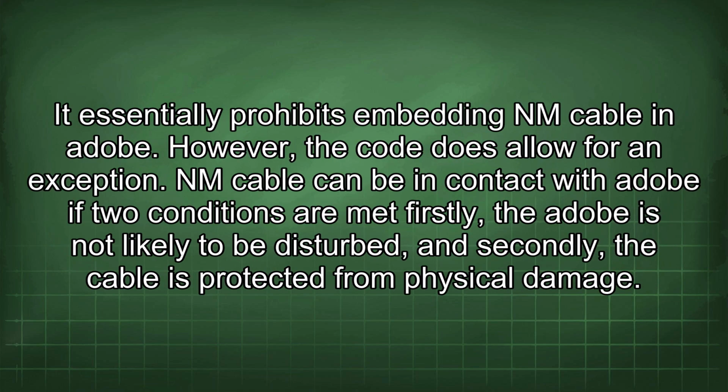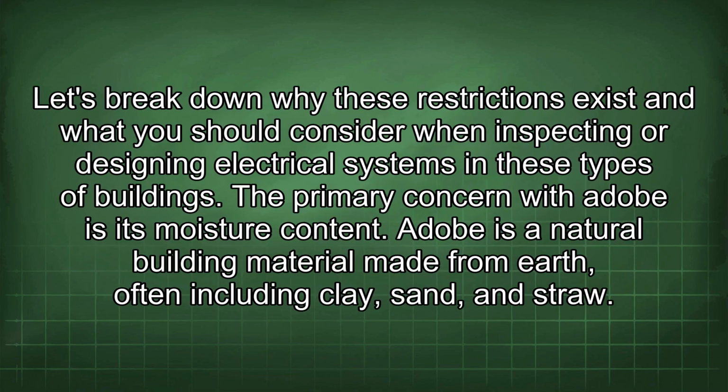It essentially prohibits embedding an NM cable in adobe. However, the code does allow for an exception. An NM cable can be in contact with adobe if two conditions are met. Firstly, the adobe is not likely to be disturbed, and secondly, the cable is protected from physical damage. Let's break down why these restrictions exist and what you should consider when inspecting or designing electrical systems in these types of buildings. The primary concern with adobe is its moisture content.